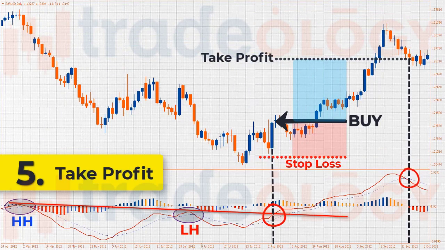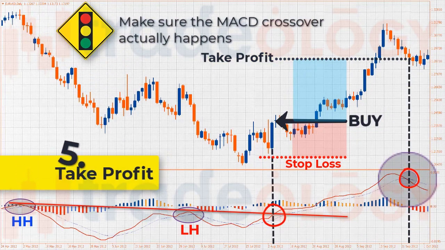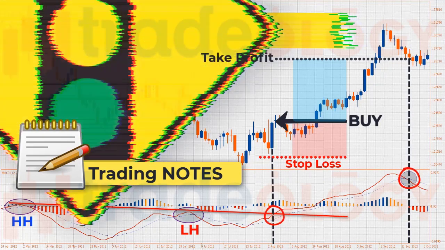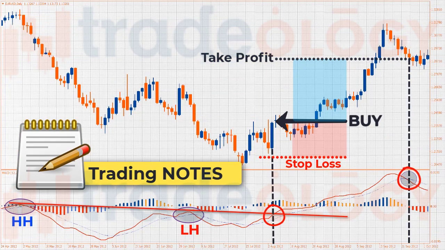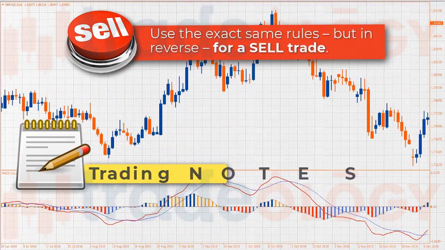Before taking profits, it's important to wait for the candle close, depending on the time frame you trade, so you make sure the MACD crossover actually happens. Note: the above was an example of a buy trade using the MACD trendline breakout strategy. Use the exact same rules, but in reverse, for a sell trade.